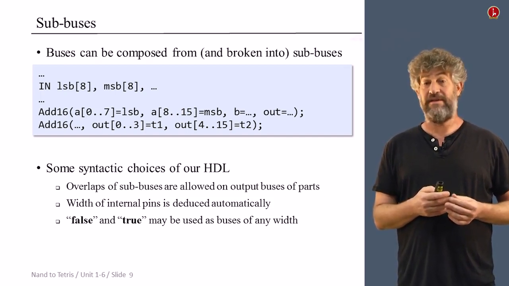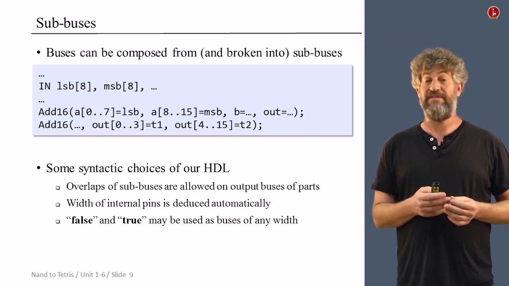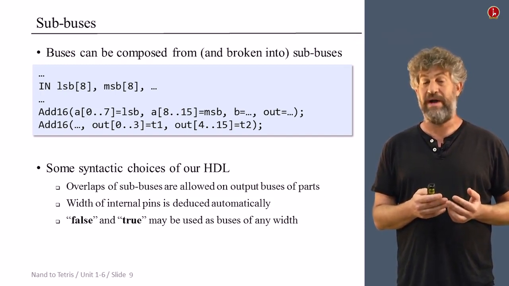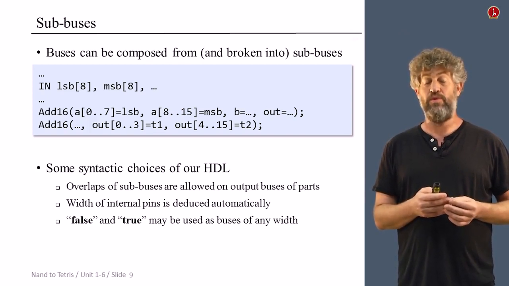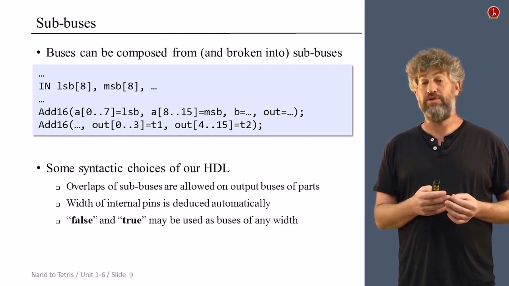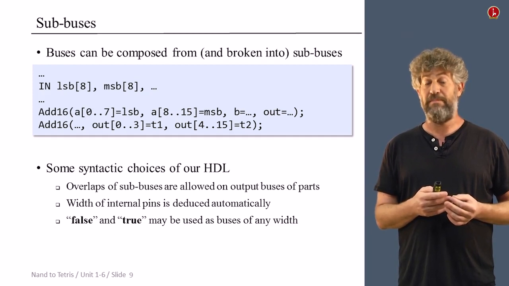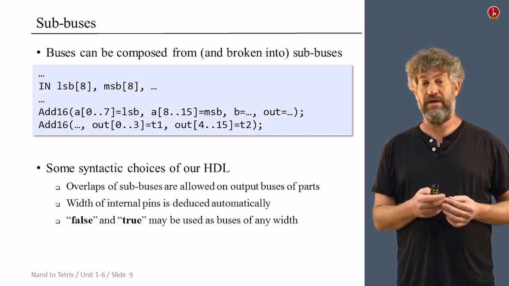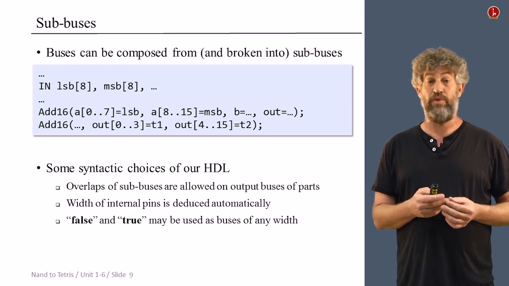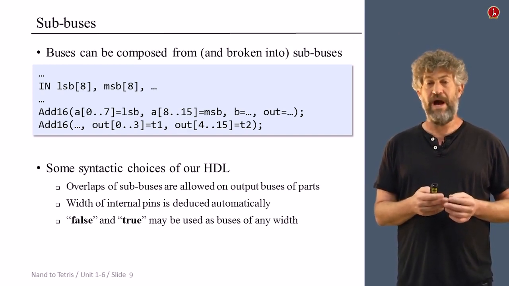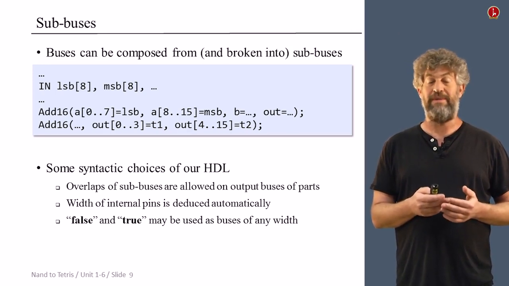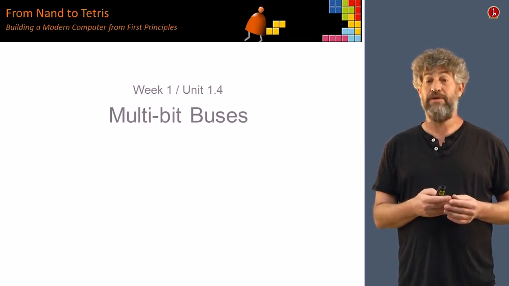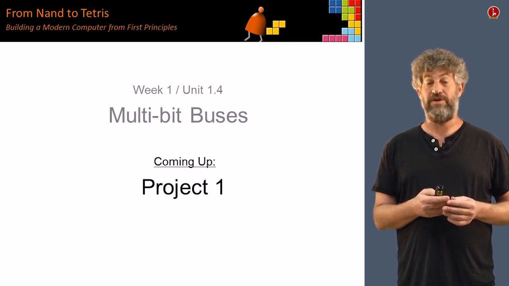And the third syntactic convention that I would like to mention is that if you want to plug lots of zeros or lots of ones into a bus, you can do it together in one command by using true or false as constants. Both of these are multiplied across the bus. So if you plug true into some bus, each one of the bits gets the value 1, and similarly for false, each one of the bits gets 0. So now we finished this very simple unit about handling a lot of bits together, and now we're ready to completely specify the project of this week.